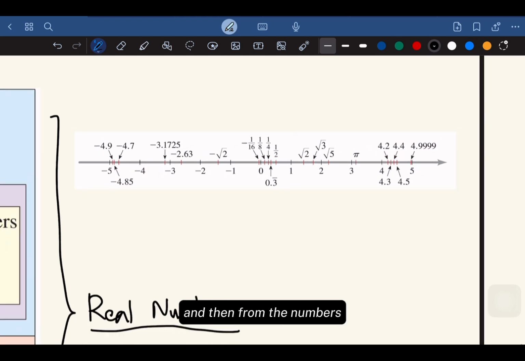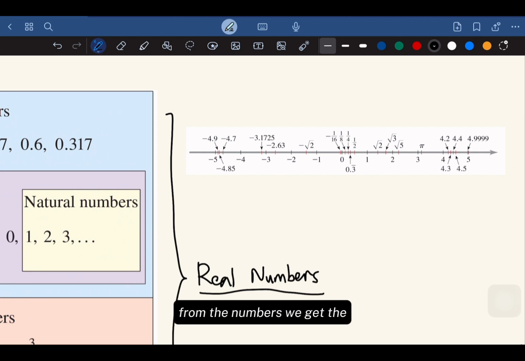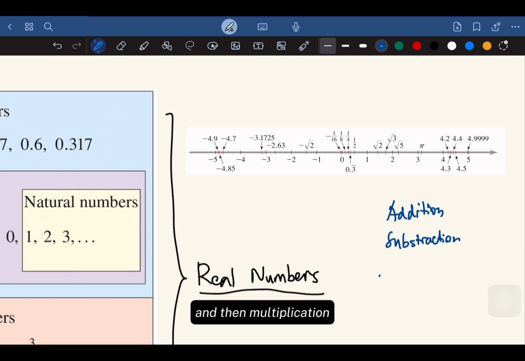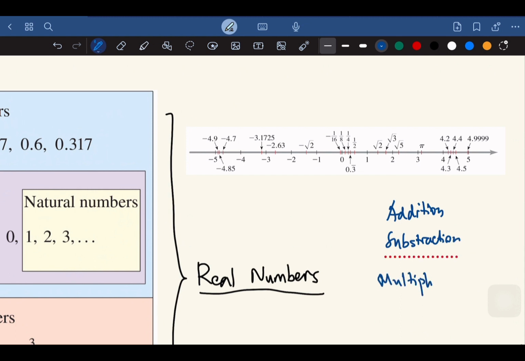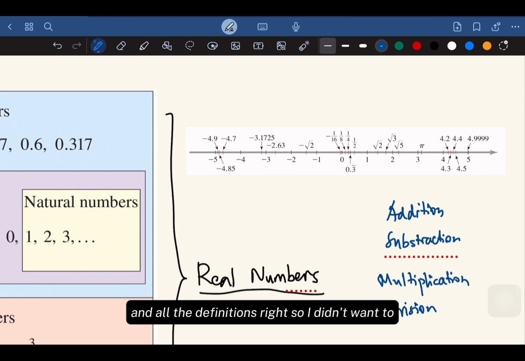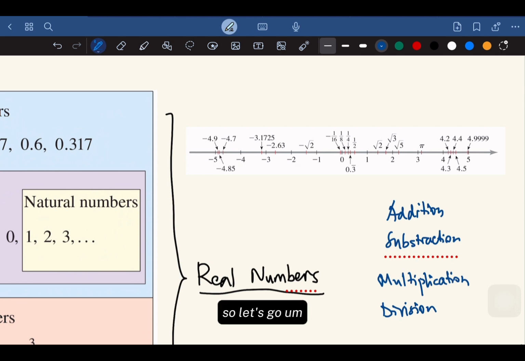And then from the numbers we get addition, subtraction, and then multiplication and division. I believe everyone knows all the procedures and all the definitions, right? So I don't want to just repeat, and just go for a quick review. So let's go.